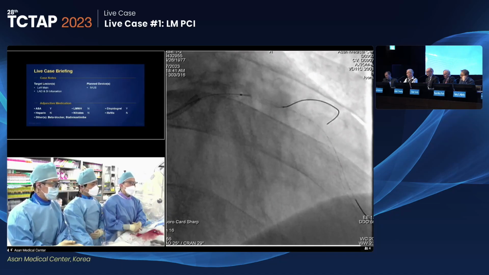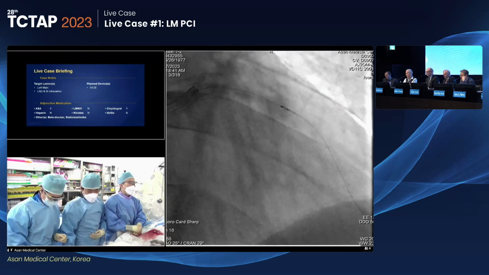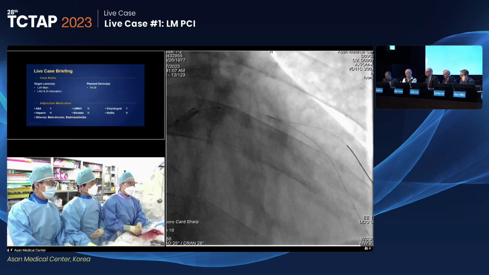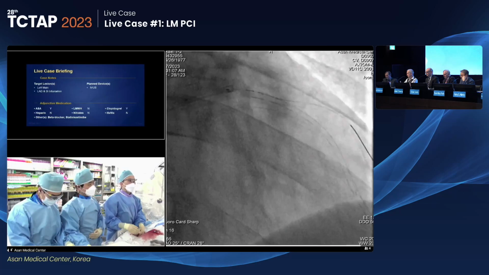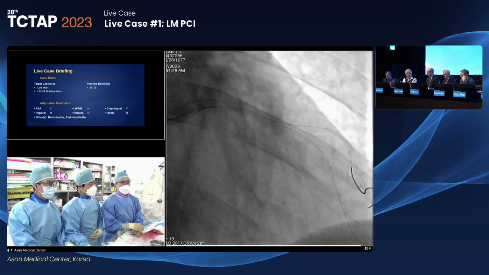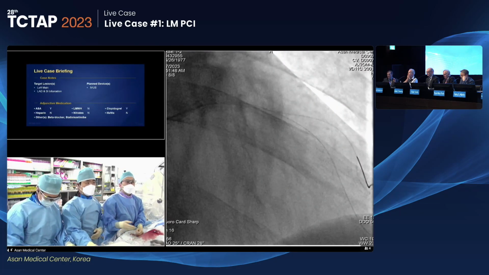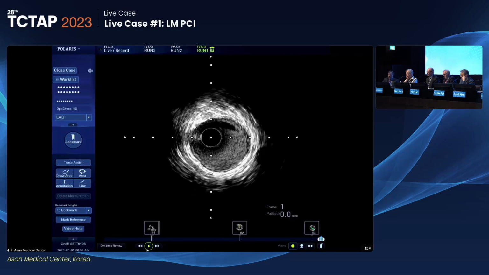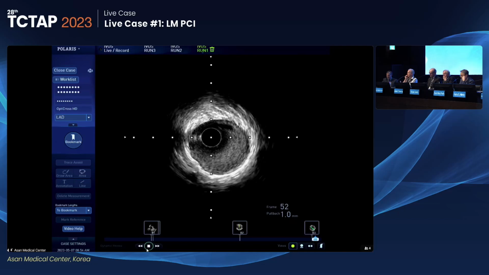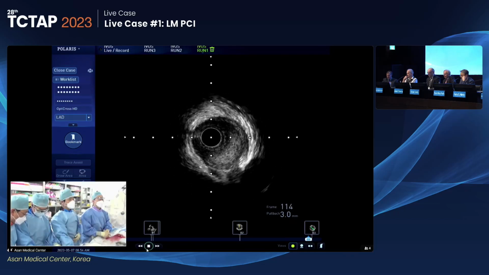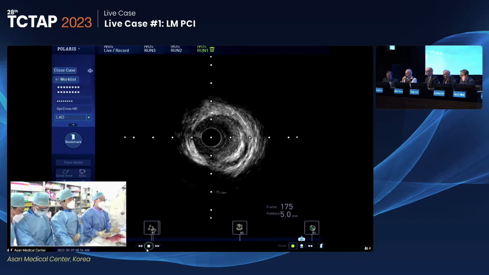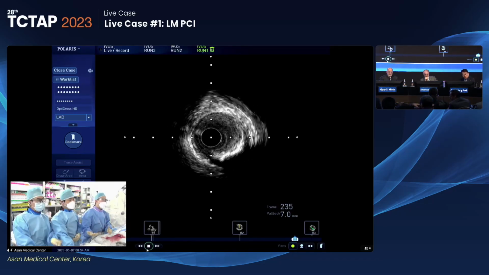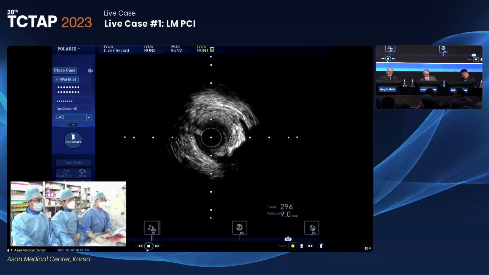Next, after wiring into the LAD and diagonal, we did the imaging for the LAD and diagonal. Can you please show me the IVUS? Okay, IVUS. Yeah, LAD pullback, please. This is the LAD pullback from the mid LAD. The vessel size at the normal region of the mid LAD is 3.0, and there's some mild plaque.